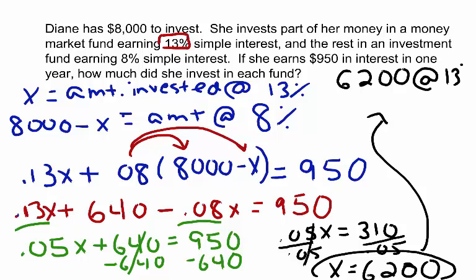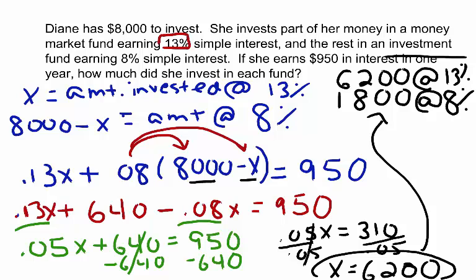That means that she took the remainder and invested it at 8%. So 8,000 minus 6,200 equals 1,800, and that's the amount invested at 8%. And that's our solution to our problem.